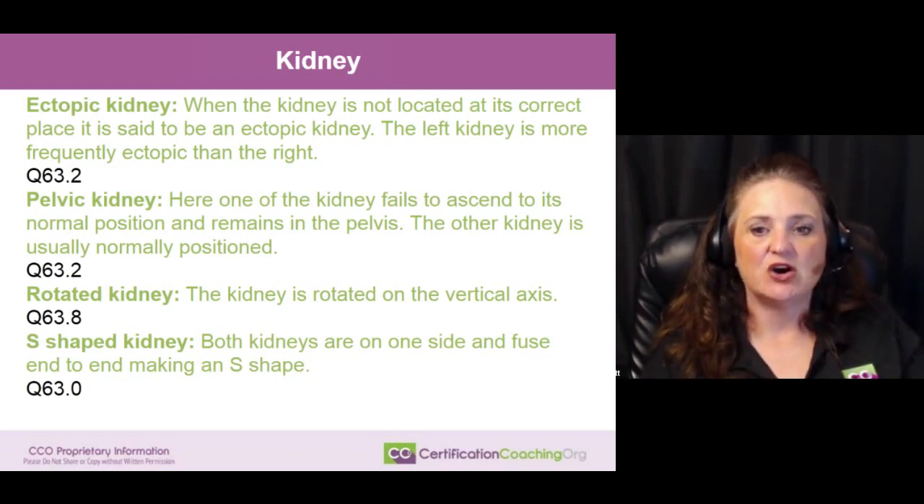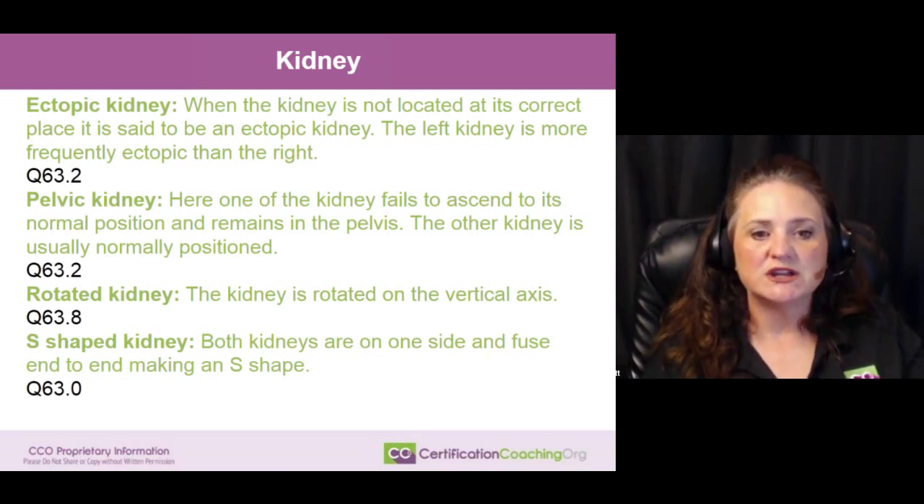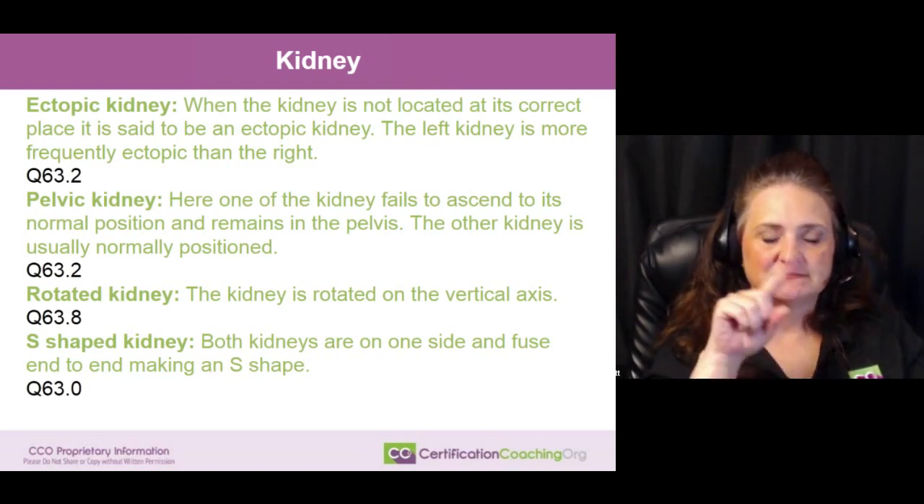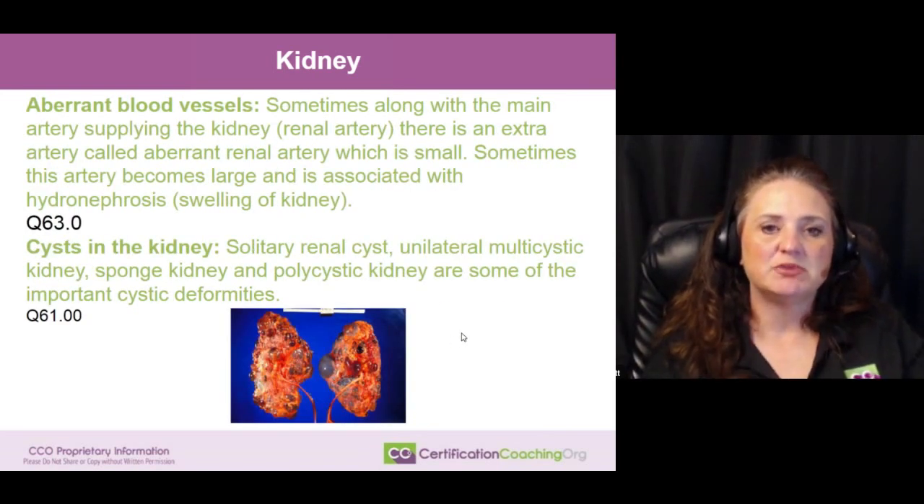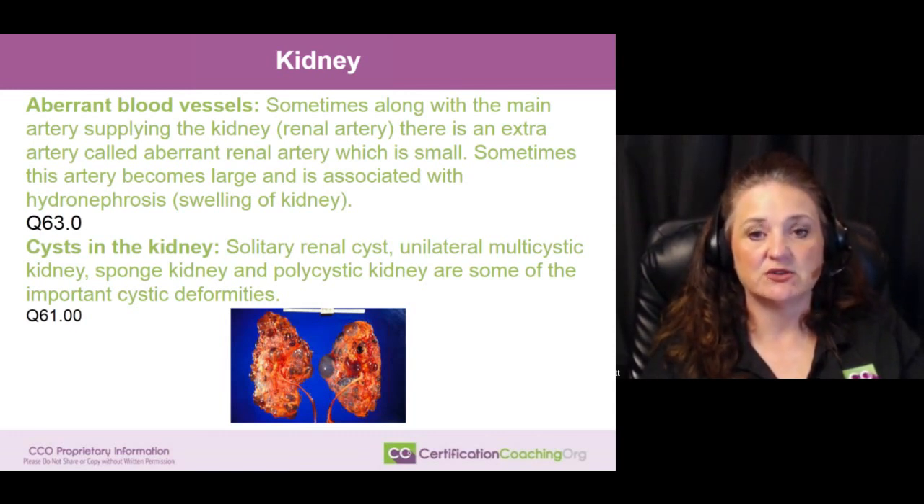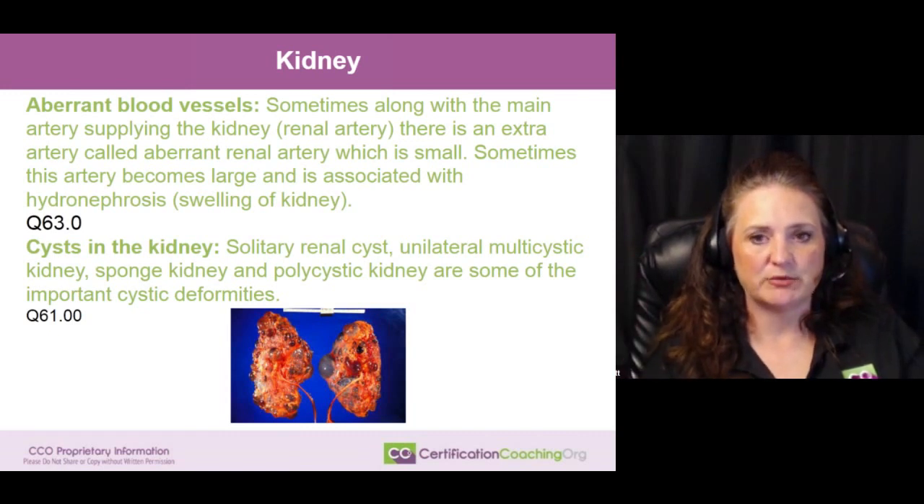And then there's an S-shaped kidney. This is also like the saddle or the horseshoe kidney, which just means that the kidney is shaped unusual. That S shape. Let's see, aberrant blood vessels just means abnormal blood vessels, the renal artery, that will cause swelling. Q63.0 again.